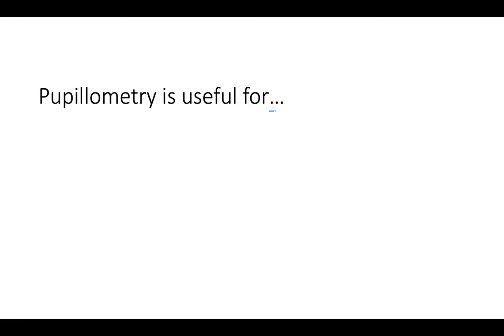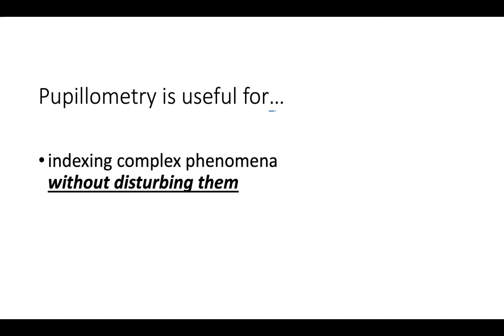For me, pupillometry is a good tool to index complex phenomena without disturbing them. Because measuring cognition and perception almost invariably implies interrupting or altering them. And perhaps mind wandering is a good example, because the moment I ask you whether you're mind wandering, you're obviously no longer mind wandering. So I think pupillometry may be a good objective tool to get insight into this delicate cognitive or perceptual phenomenon.